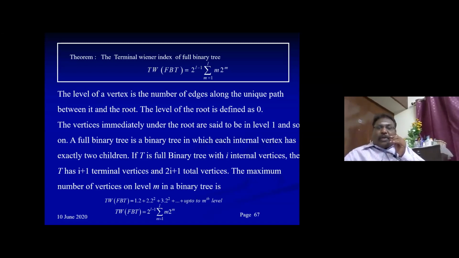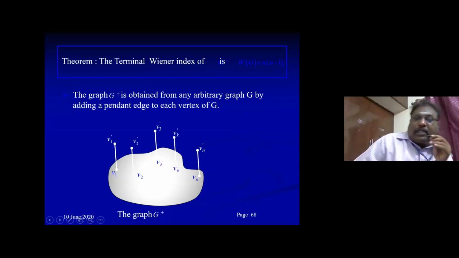Fine, so I will skip this result and go to the next. Terminal Wiener index of G plus. Look at this particular graph.